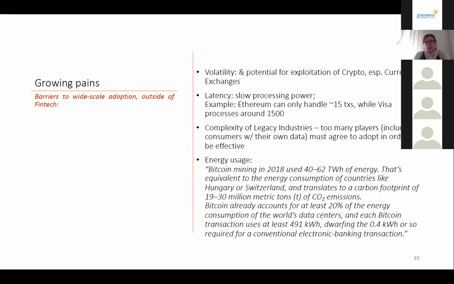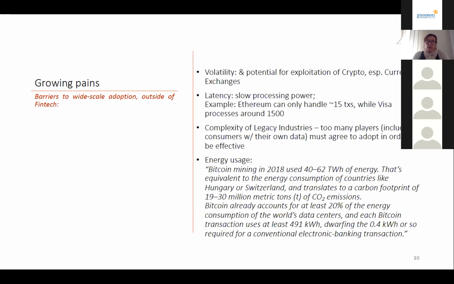Latency, right? The processing power is very slow of blockchain transactions versus regular ones. As an example, Ethereum can handle something like 15 transactions per second, and Visa processes around 1,500, and that comes straight from Ethereum from their website. So they really understand that the processing power is a key issue for them. The speed needs to be increased.